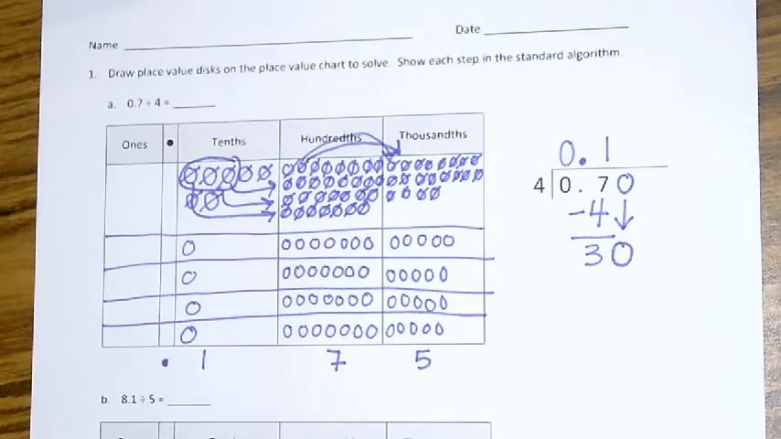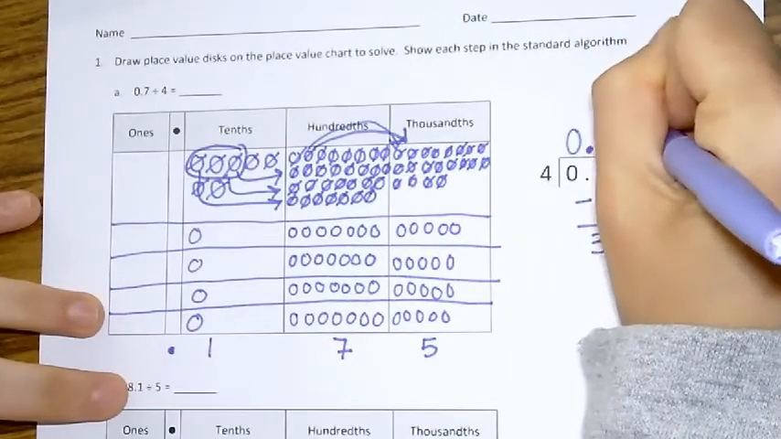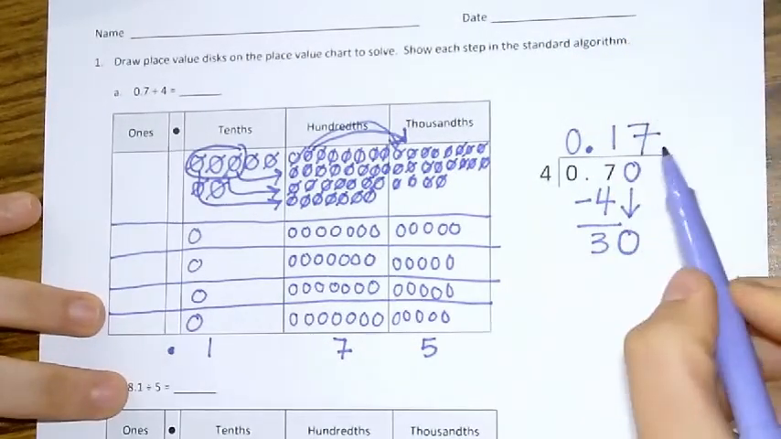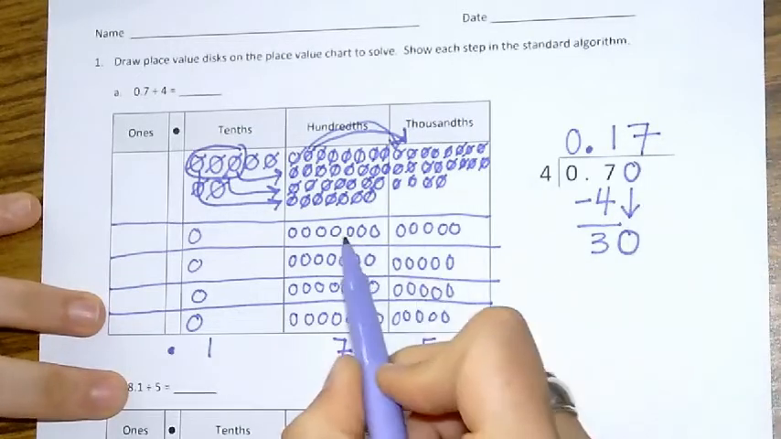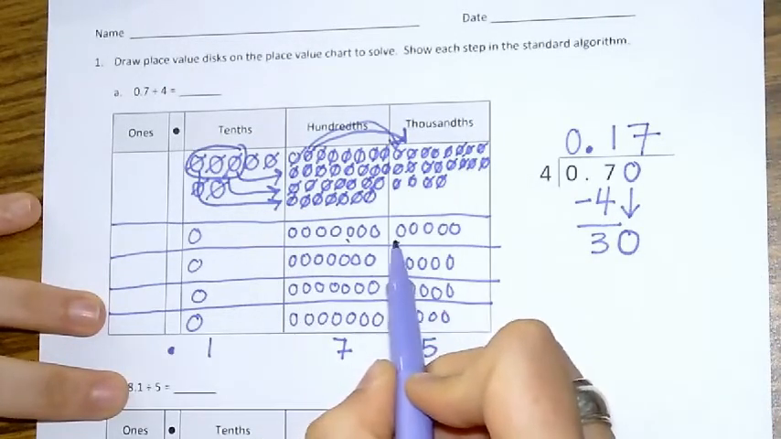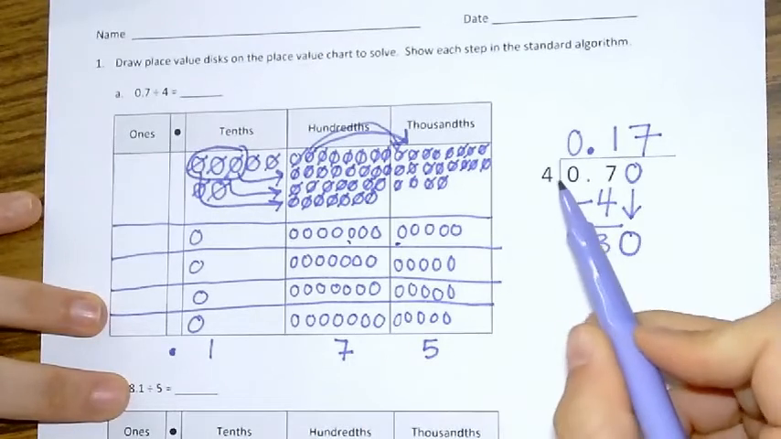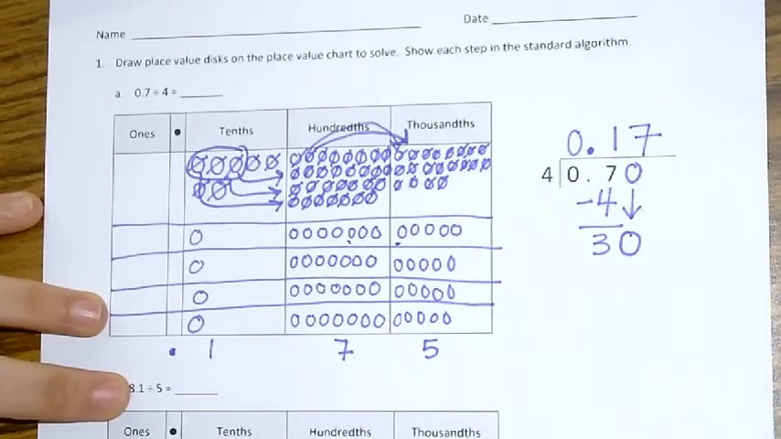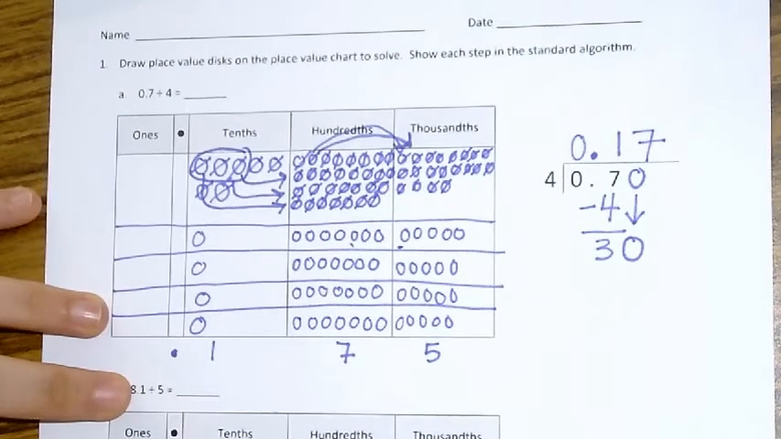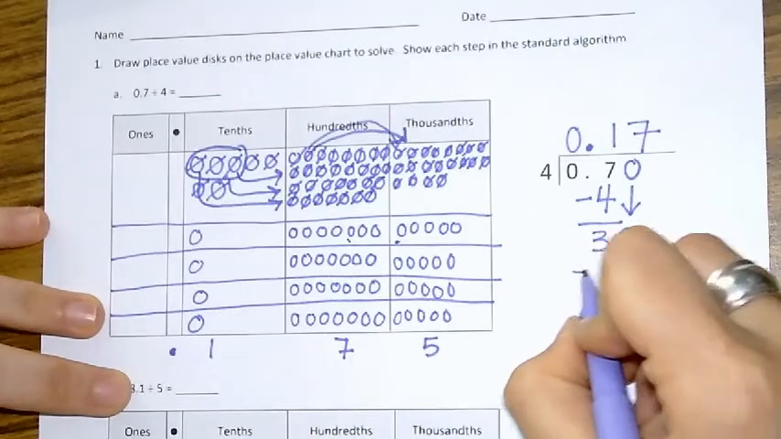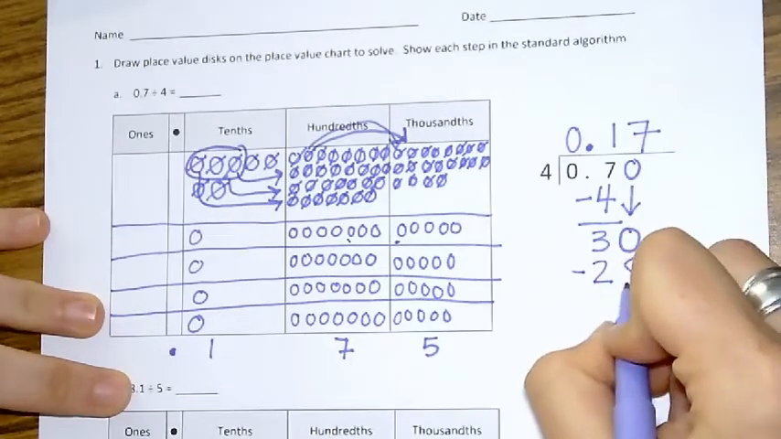Ava, how many times can 4 go into 30? 7. 7 times. So I'm going to write my 7 here, which look, I have the number 7 here, and I have 7 discs right here. Okay? 4 times 7, if you know it, raise your hand. 4 times 7. Aiden? 28. 28. So now we have to subtract 28 from 30.